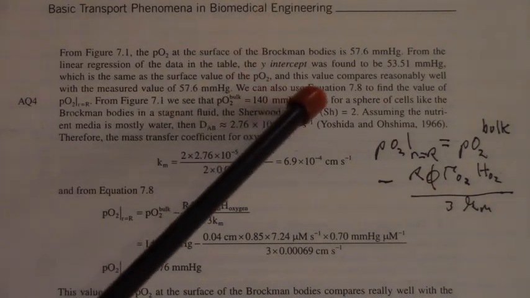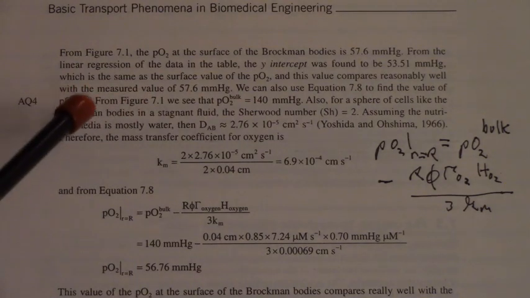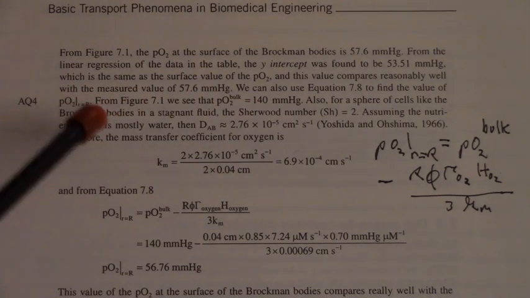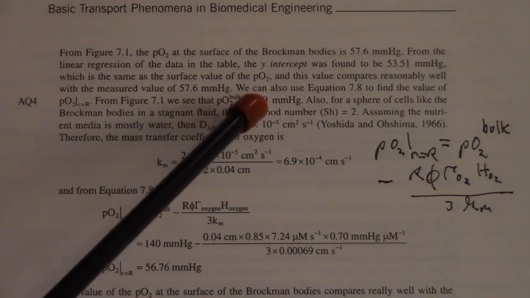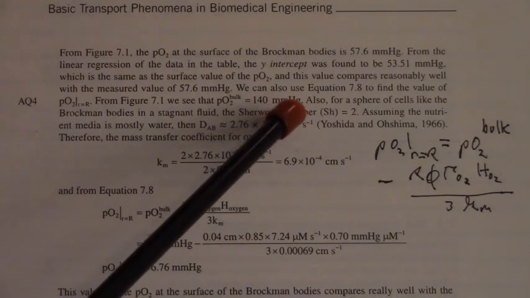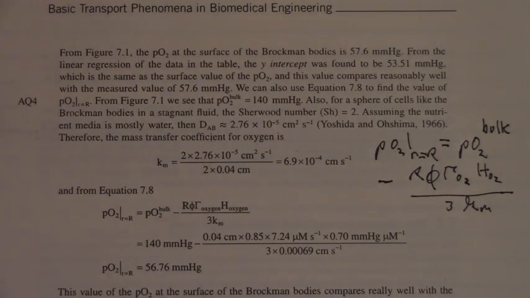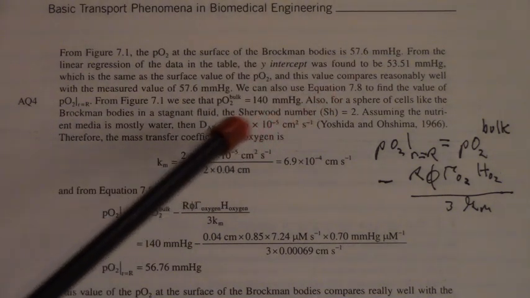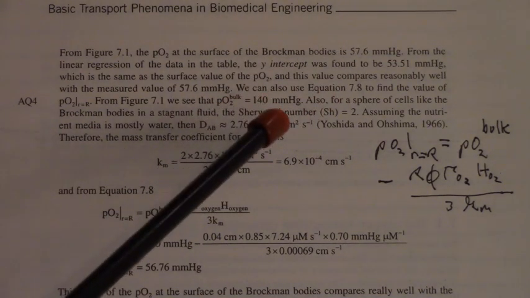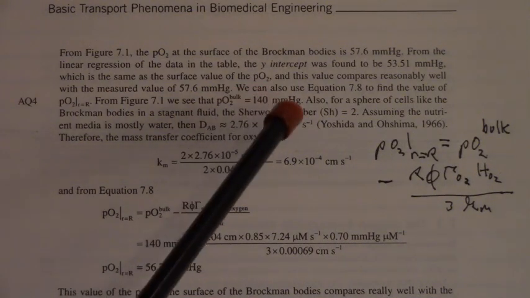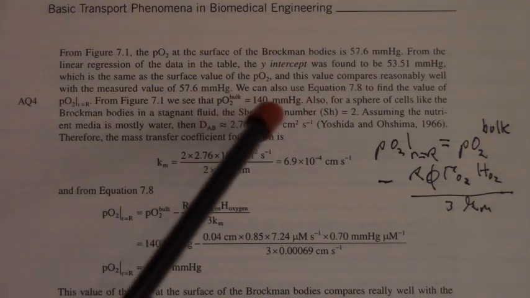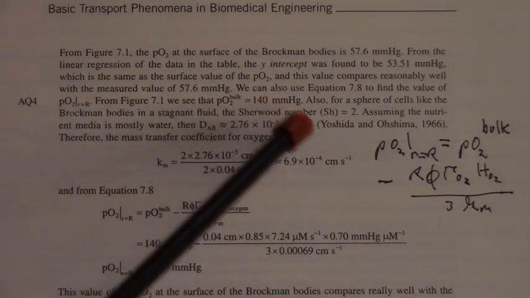We can also use equation 7.8 to find the value of the PO2 at x equal to 0. If we go back to figure 7.1, we see that the PO2 in the bulk solution is 140 millimeters of mercury. It's important to note that if you have air at 1 atmosphere and air contains 21% oxygen, then the maximum PO2 you could ever get in a saturated solution of, say, water at 1 atmosphere would be about 160 millimeters of mercury.